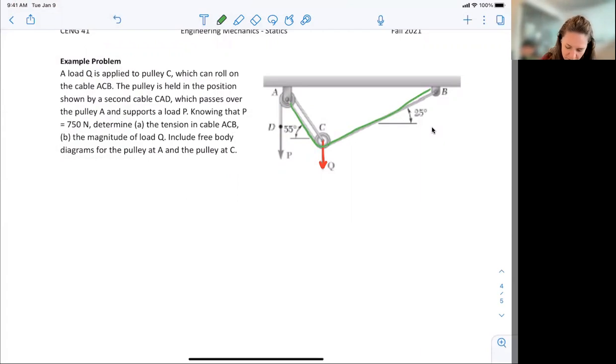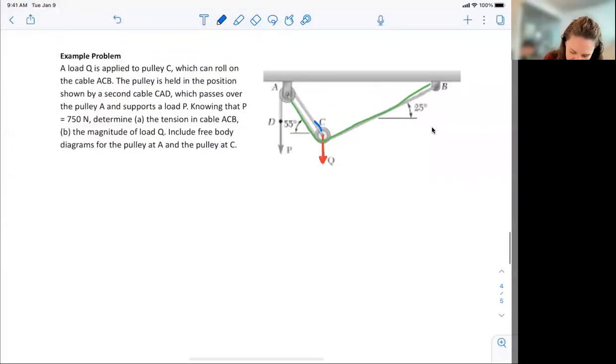And then there is a second cable, CAD, that goes around this pulley and supports the load P. Here is that load P. We know that P is equal to 750 newtons. We want to know the tension in ACB, the magnitude of the load Q, and we're going to draw some free body diagrams for pulley A and pulley C. So I've established my knowns and unknowns.